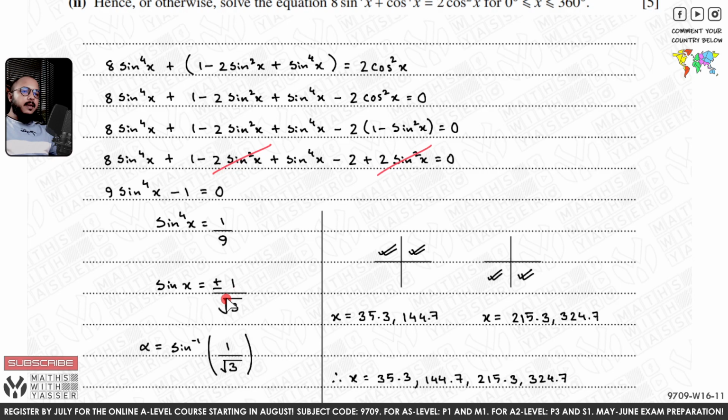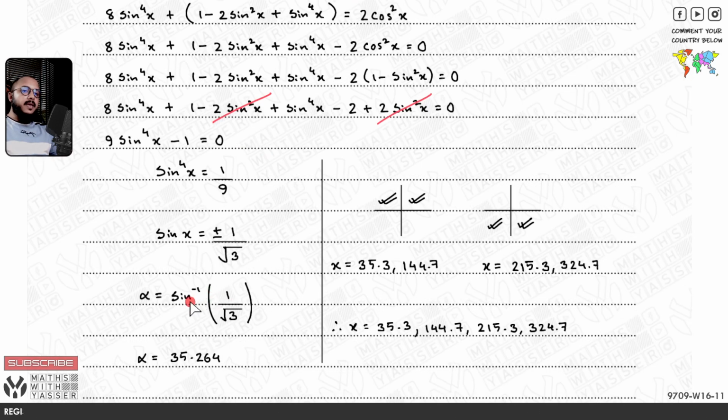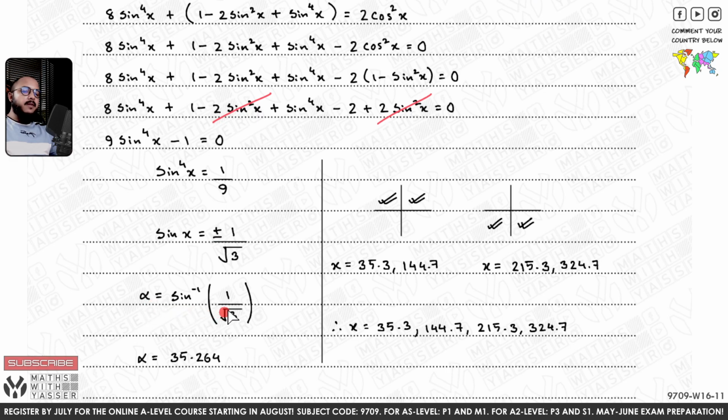Let's find the basic angle now. So we will be ignoring the negative sign. That gives us alpha is equal to sin inverse of positive 1 over root 3, which is alpha equals 35.264. Now let's consider what will happen when sine is positive.